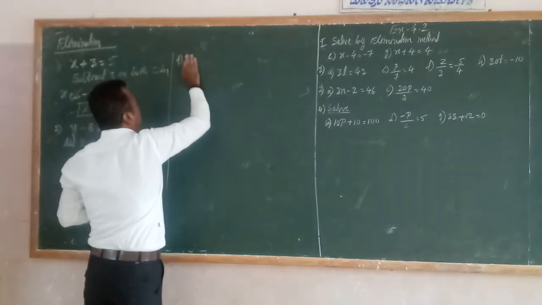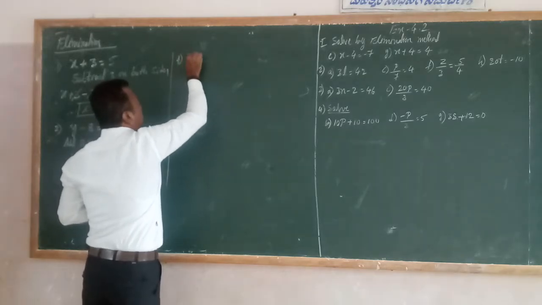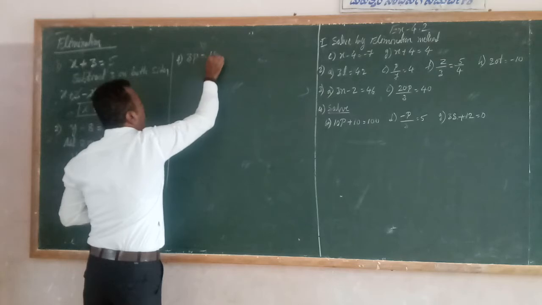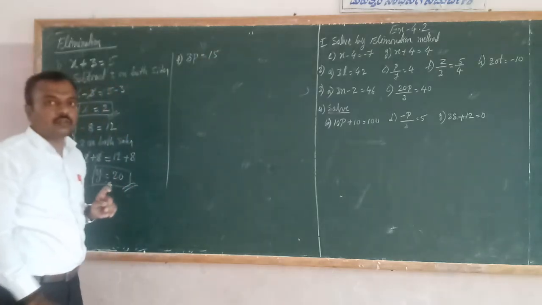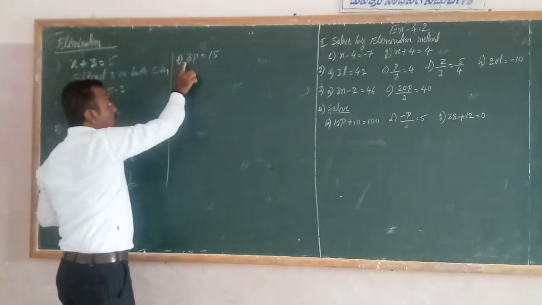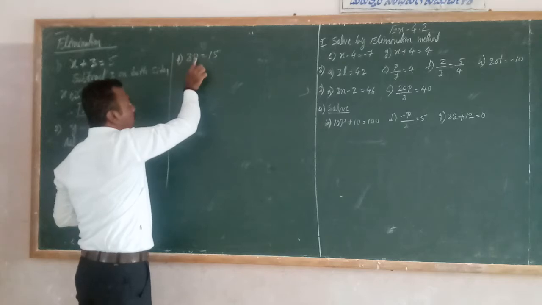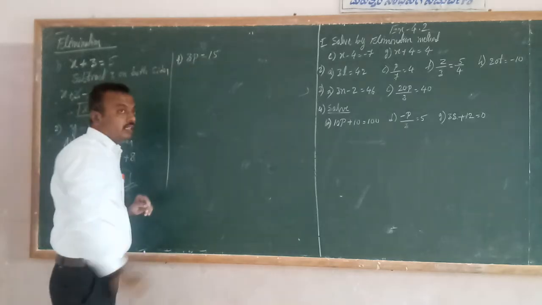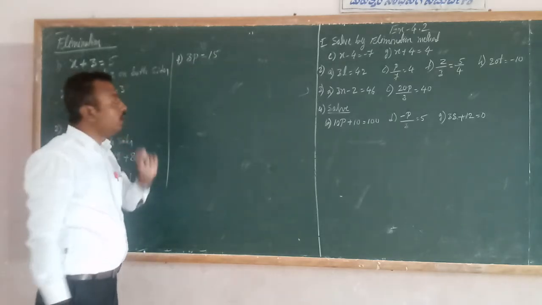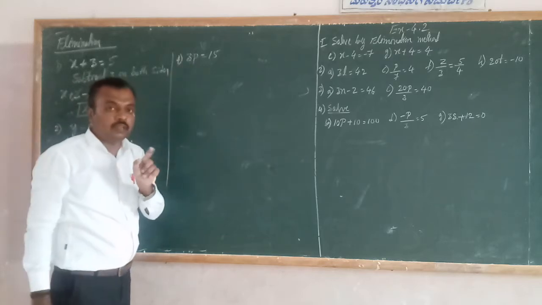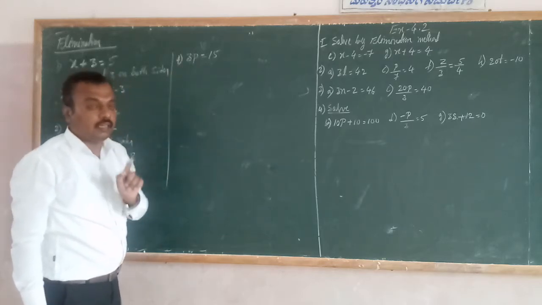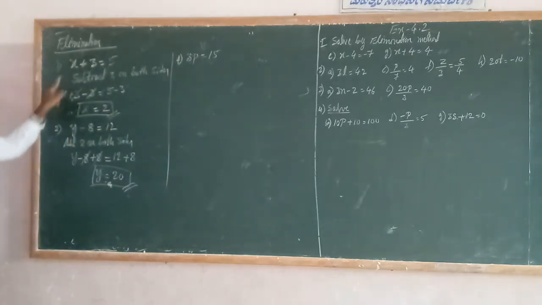See students, 3p is equal to 15. So in that LHS, 3p, a variable having a numerical term is there. What is the numerical term? 3 is there. 3 and p, in between which sign is there? Into sign is there.